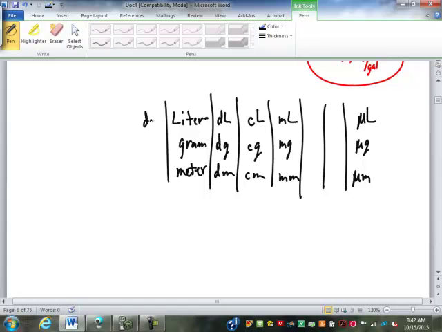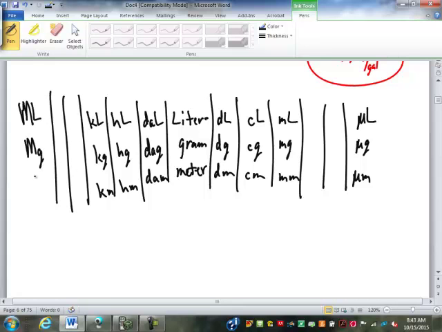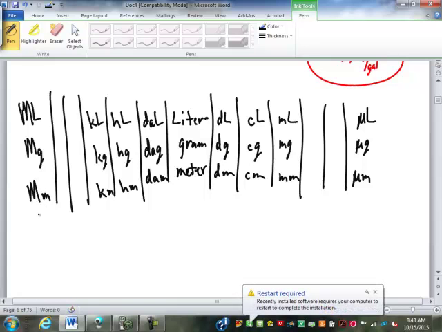Going the other way, it's decaliters, decagrams, decameters, hectoliters, hectograms, hectometers, kiloliters, kilograms, kilometers. That skips a few. Megaliters, megagrams, megameters.